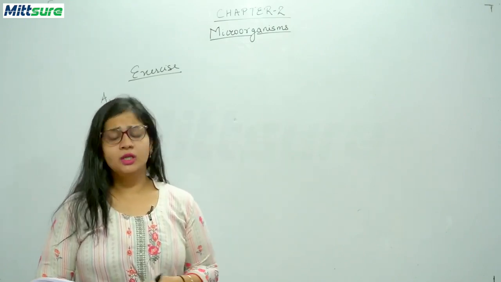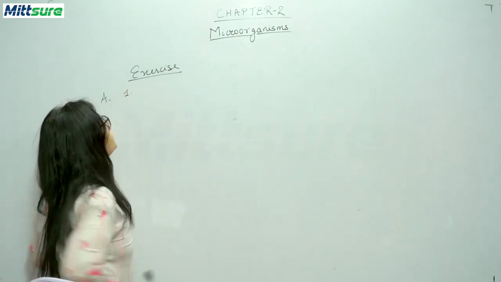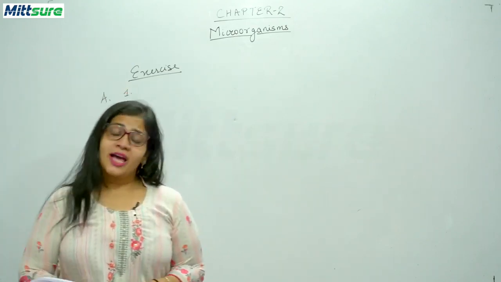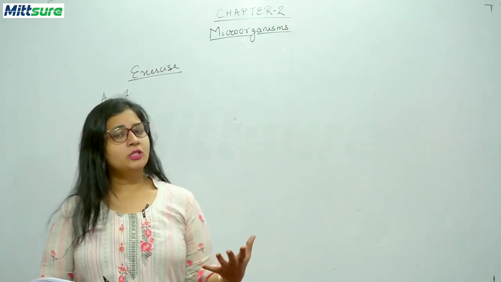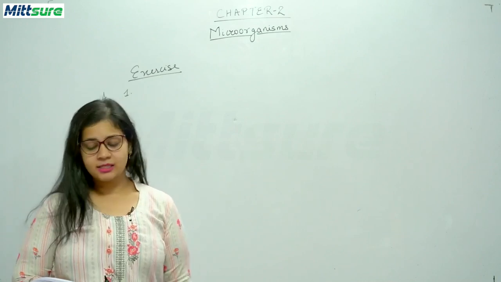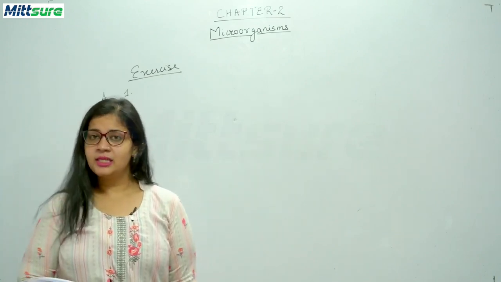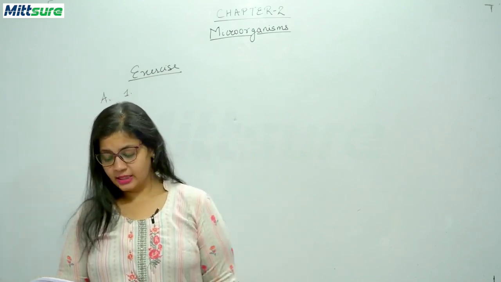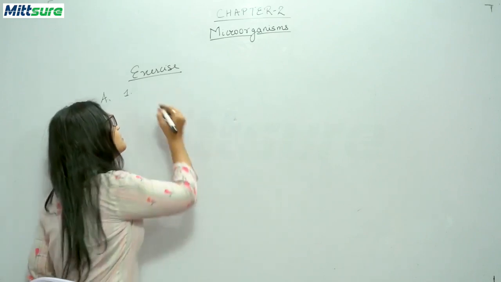So let me read out the first question for you. Which organisms are invisible to the naked eyes? And the options are A, plants, B, microbes, C, animals, D, none of these. Okay, so the correct answer is B, microbes.